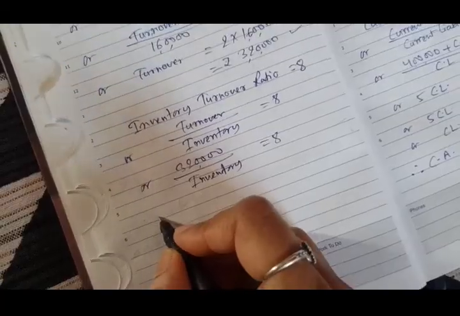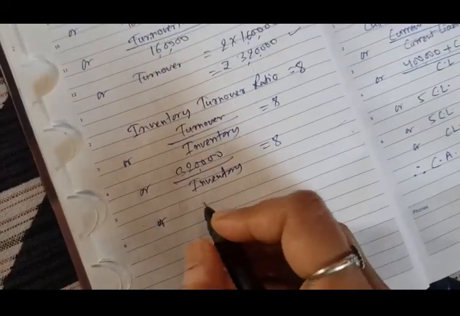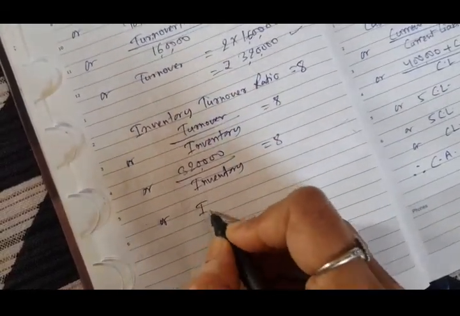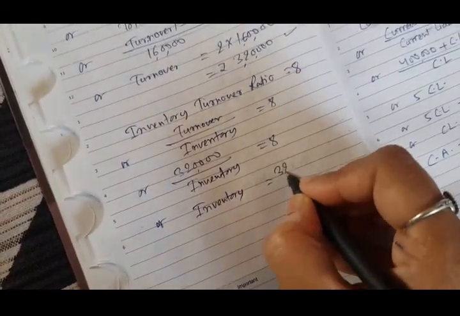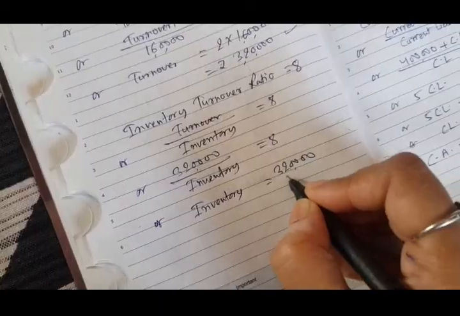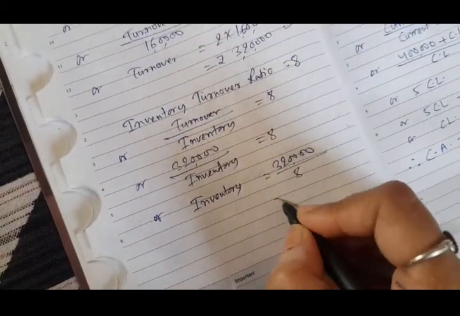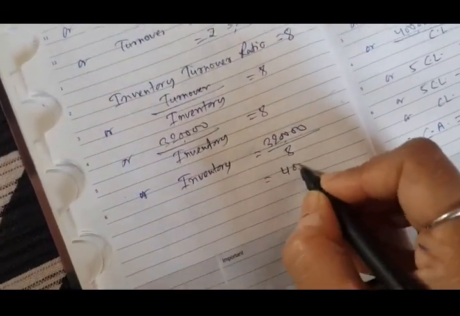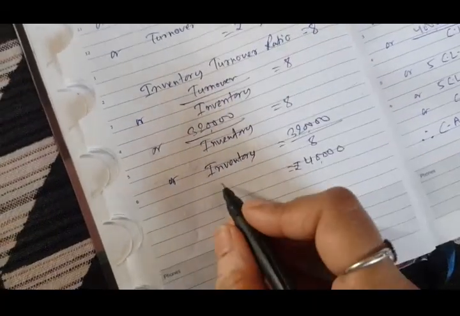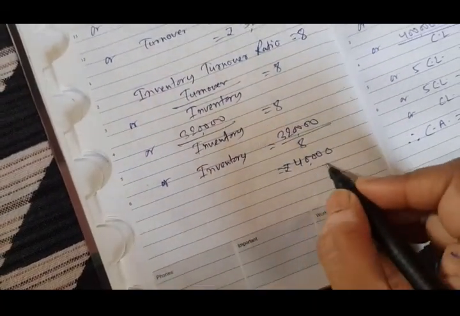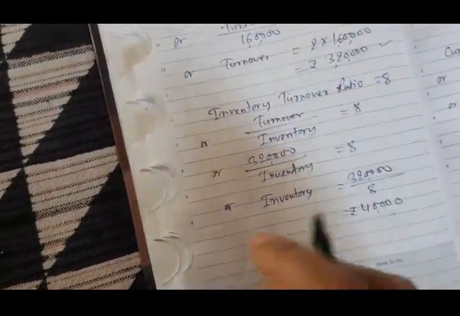equals to 8, or inventory is equal to 3,20,000 divided by 8. So it will be how much? It will be rupees 40,000. Okay, so inventory stock is 40,000. So let us put the figure now.